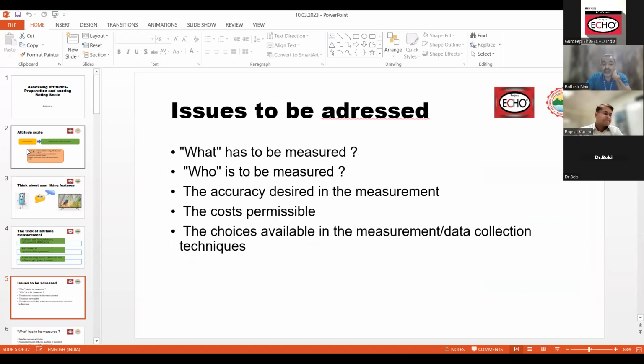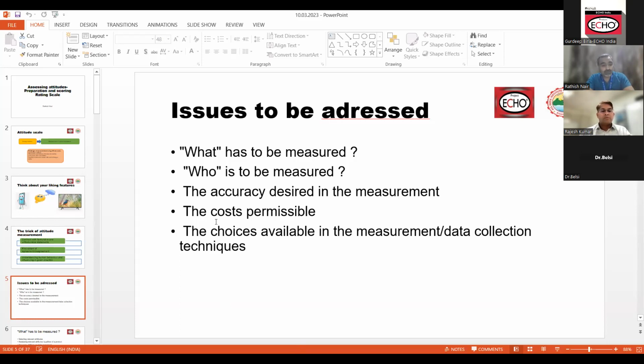The issues to be addressed while using or creating an attitude scale are: what has to be measured, who is to be measured, the accuracy desired in measurement, the cost permissible, and the choices available in the measurement or data collection techniques. So what has to be measured? I'm sure the students and faculty might remember the validity and reliability of any measuring instrument. That has to be cleared off in the first instance itself.